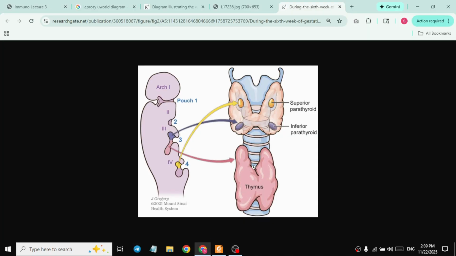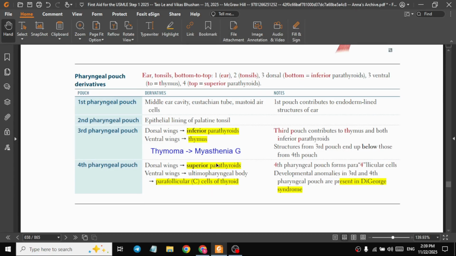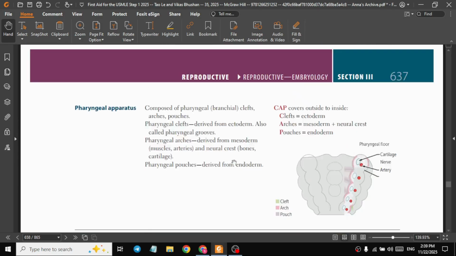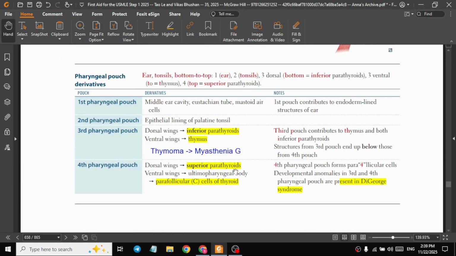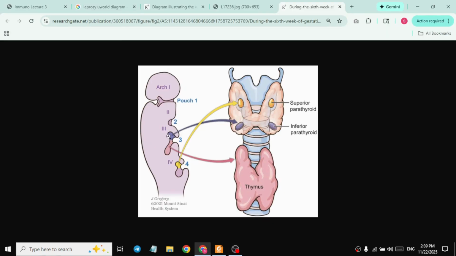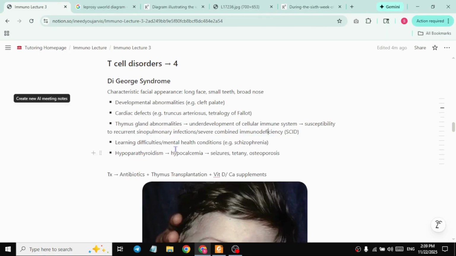Okay, important, right? Because if there's a dysfunction of either of these, the parathyroid gland is going to be involved and the thymus gland is going to be involved, right? That is what DiGeorge is, right? So it's important to visualize and see what's happening and come back to this page. This page is 637 and read exactly what is happening. Read about first and second pouches too, okay? All right, so now we can sort of go back and figure out all these defects, okay?